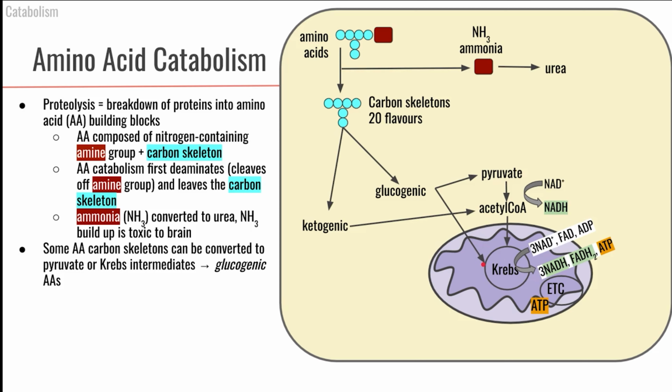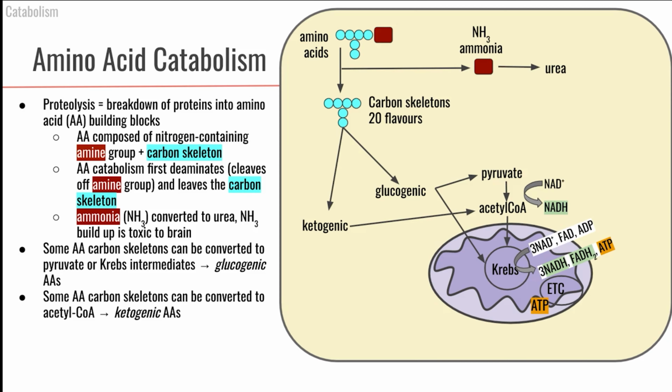Because remember, gluconeogenesis started with oxaloacetate, one of the Krebs cycle intermediates. So any carbon skeleton that can turn into either pyruvate or Krebs cycle intermediates is called a glucogenic amino acid because it can be used to build glucose. However, there's another group of carbon skeletons that can't be converted to pyruvate or Krebs cycle intermediates, but they can be converted into acetyl-CoA. And remember, to make ketones, we take two acetyl-CoAs, bind them, and go through some chemical reactions to create ketones. So any amino acid carbon skeletons that can be converted into acetyl-CoA are called ketogenic amino acids.